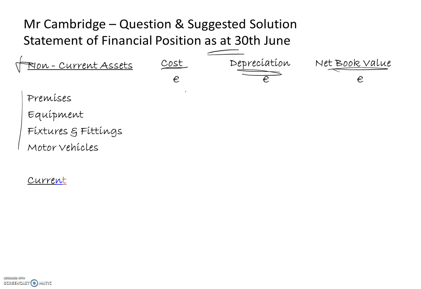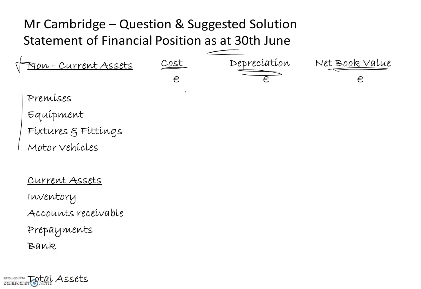A business also has current assets, and in this case the current assets are the inventory, the accounts receivable, prepayments, and bank. When we put all those figures in, we'll add them all up and we'll get the total assets. But first of all, we're going to start up here with the non-current assets.